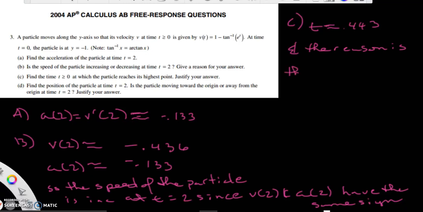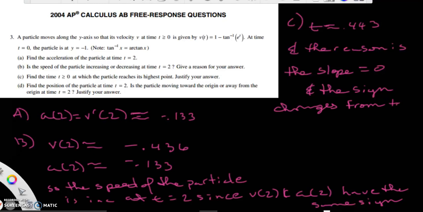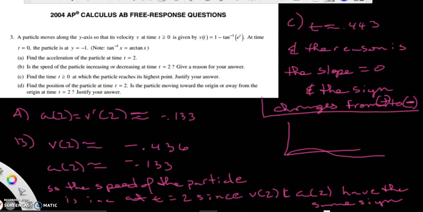And the reason for that is the slope equals 0, and the sign changes from positive to negative. Everywhere else after that went down, and when you actually looked at the graph, let me draw it, it kind of looked like this. So that's the max.